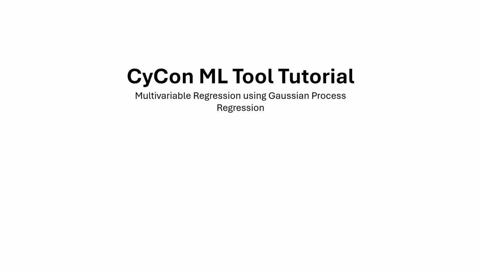Welcome to the Scikit Machine Learning Tool tutorial. In this tutorial, we will use Gaussian process regression, or GPR, to model and predict the GPU kernel performance.